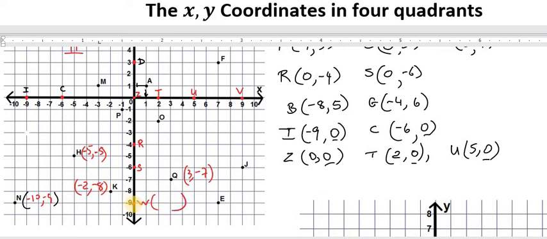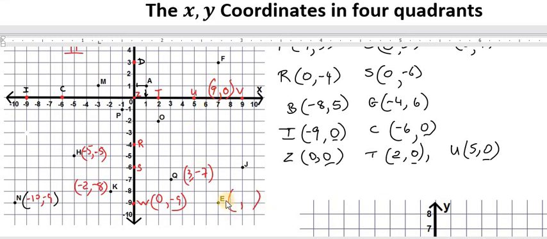What about W? W is actually found on the y-axis, so its y coordinate will be -9, but the x coordinate, which must be first, will be 0. As long as it's found on one of the axes, one of the coordinates will be 0. And since we're talking about the y-axis, then it's the x-coordinate that will be 0. All right, and we dealt with V already. What did we say about V? V is actually on the x-axis, so y will be 0, but x value will be 9.